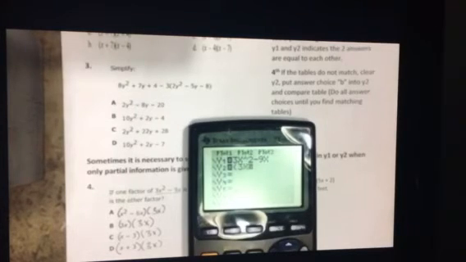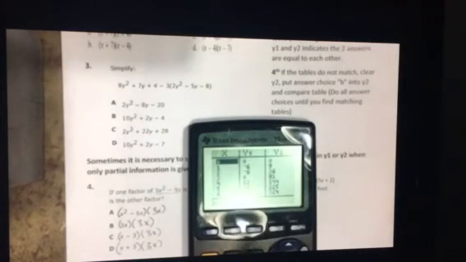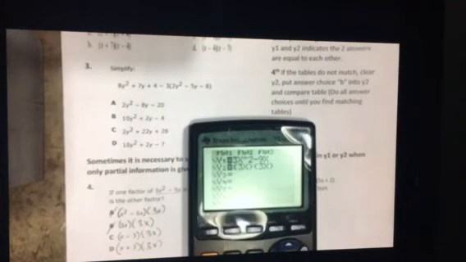Parentheses, 3x times 3x. Second graph, compare the tables. Those don't match. Parentheses, going to C.